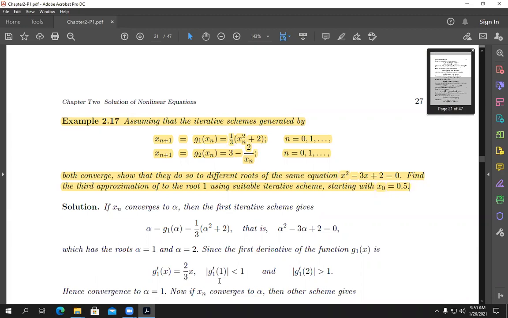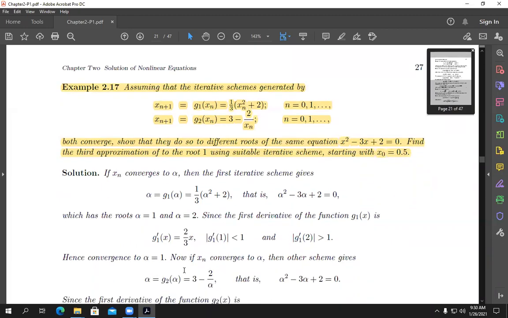So when I put 1, what is the answer? 2 over 3, which is less than 1. But when we check at 2, what is the answer? 4 over 3. And 4 over 3 is what? Larger than 1. It diverges. So it means at one root this converges, and at the other root this diverges.